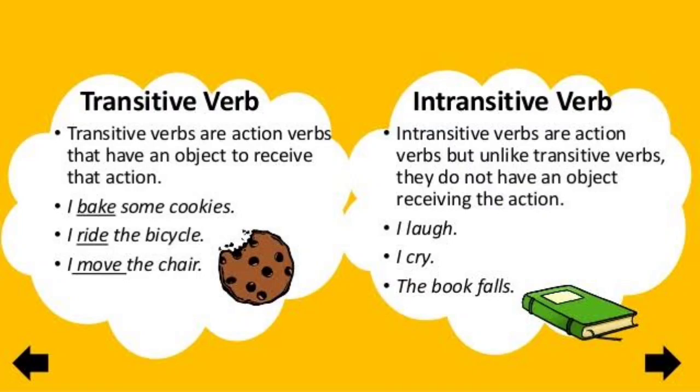Moving on to intransitive verbs. Intransitive verbs are action verbs, but unlike transitive verbs, they do not have any object to receive the action. So look at this example here. I laugh. So there is no object to receive the verb. So here laugh is the intransitive verb, children. So that's all about transitive and intransitive verbs, children. I think you would have understood what is meant by transitive and intransitive verbs.